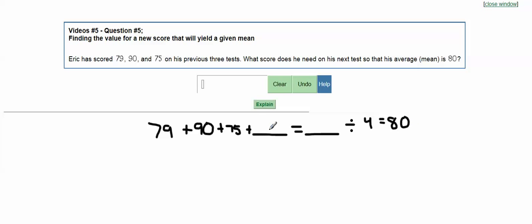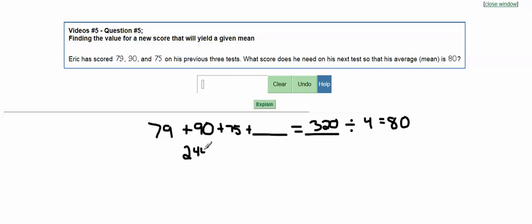Well, let's work this backwards so that we will not have to do guess and check. If we take 80 times 4, we know that in order to get an average of 80 during 4 tests, he'll need 320 points. He doesn't need to get 320 points on the next test. He already has some points. So the question is, how many points does he already have? If we add the 79 plus the 90 plus the 75, we see that he already currently has 244 points.